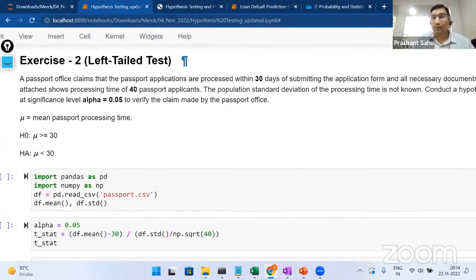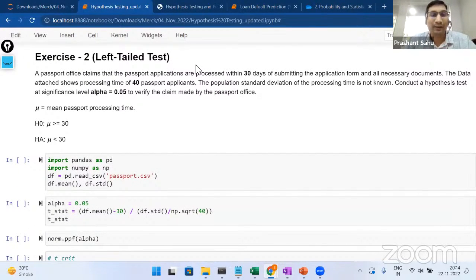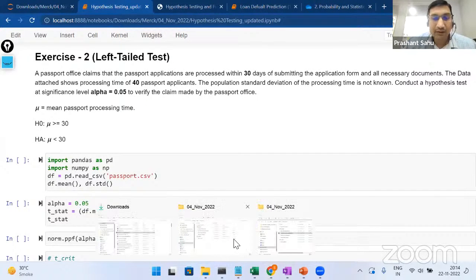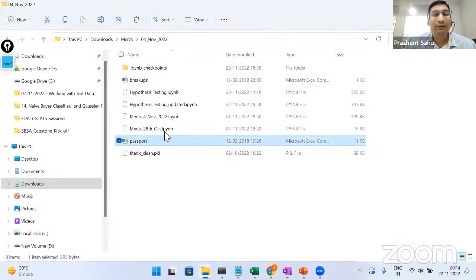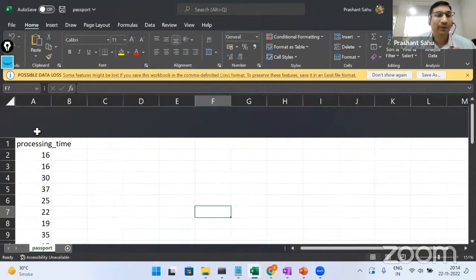Okay, so the scenario goes this way. Let's say there is a passport office which claims that the passport applications are processed within 30 days of submitting the application form and all the necessary documents. Fine. I'll show you the data. That's a CSV file. I have the actual data of the passport processing times. So can you see here the passport processing times?